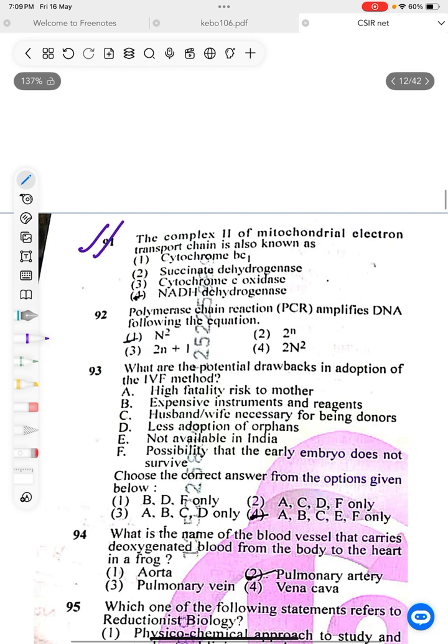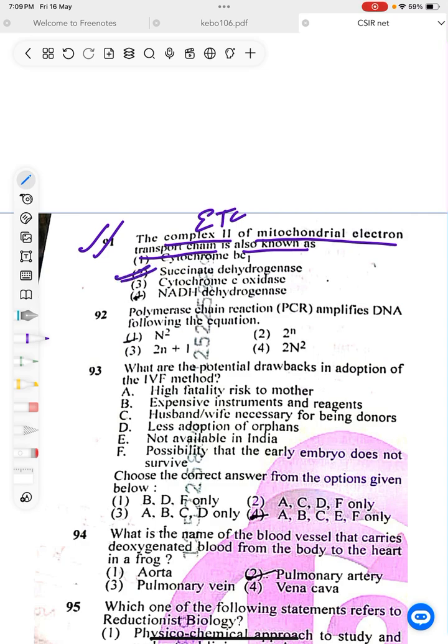Now we come to the complete pure biology. The first question is from the electron transport chain. Complex II of the mitochondrial electron transport chain is also known as succinate dehydrogenase. Let's check it.